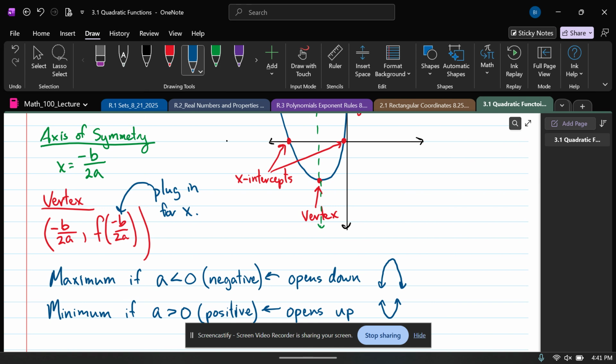So the axis of symmetry, that's that negative b over 2a. That's the line that goes through the middle. The x value of the vertex is the same number. And then we plug that in for x and get the y value of the vertex.